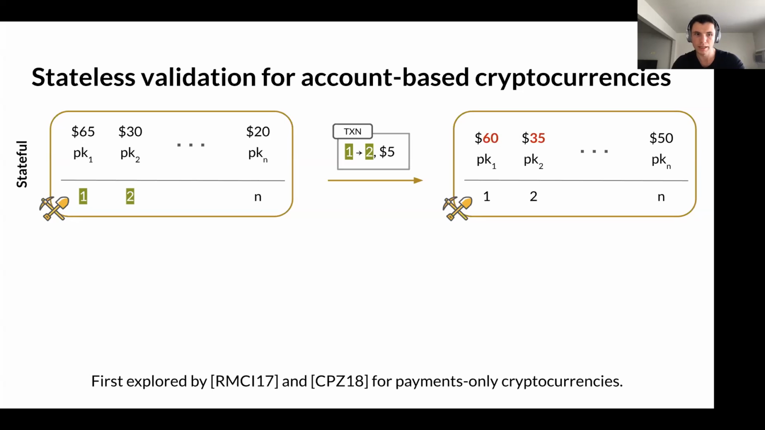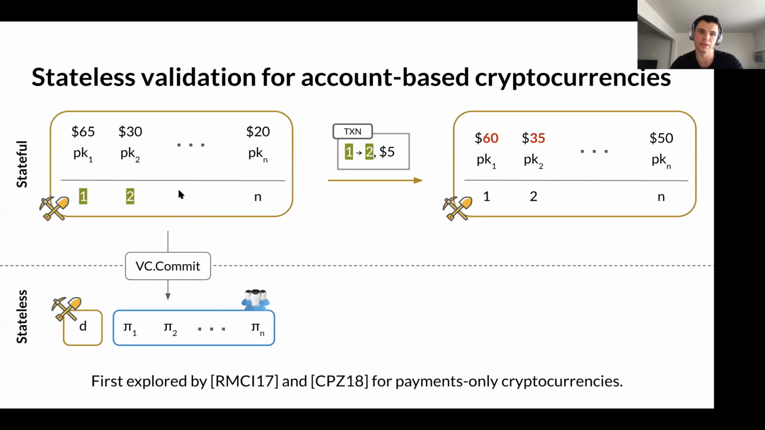In stateless validation, what folks proposed said, well, this is a vector. Why don't we commit to it using a vector commitment scheme? So for example, a Merkle hash tree over n leaves is a vector commitment scheme of that data. So we could commit to this using a VC scheme, and we get a succinct digest, like 32 bytes. And then we also get proofs for every position in this vector. And if each user i stores their balance and their public key and their proof pi_i, then we fully distributed the state amongst all users. And the miner only has to store this 32-byte digest.